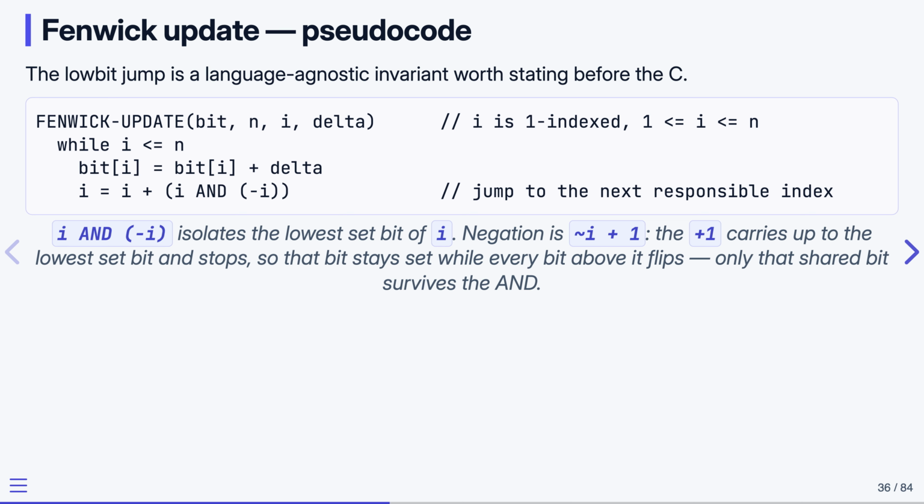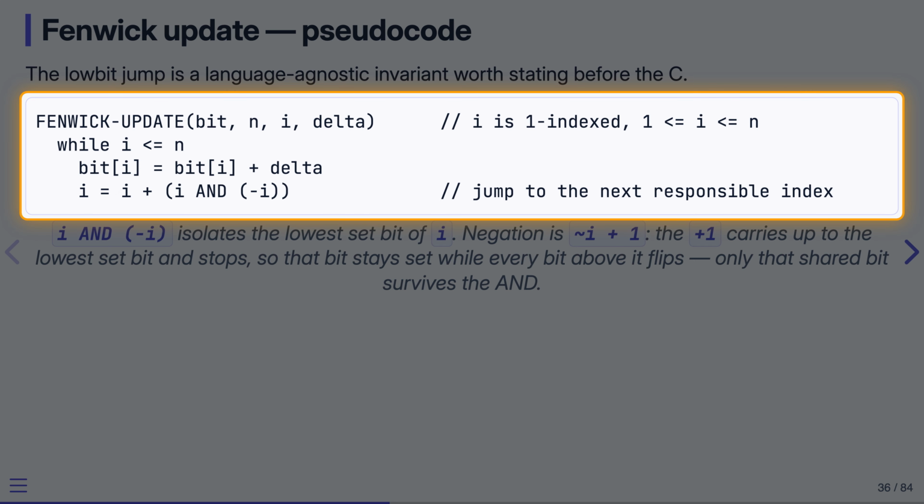Now the same idea as pseudocode, so it stands on its own without any language. The procedure is Fenwick update. It takes the array bit, its size n, a 1 indexed position i, and the change delta. While i is at most n, it adds delta to bit at i, then it moves i forward by i AND negative i, the lowest set bit. That is the jump to the next responsible index.